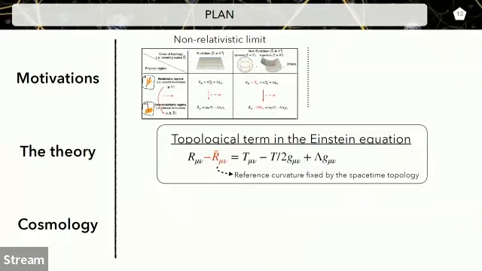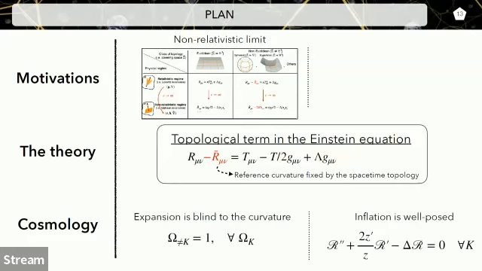So this was the result that led me to this modification. Now let's see what the consequences are for cosmology. Why cosmology? Because since we modify the Einstein equation, there are differences at all scales, like for black holes, for emission of gravitational waves, etc.